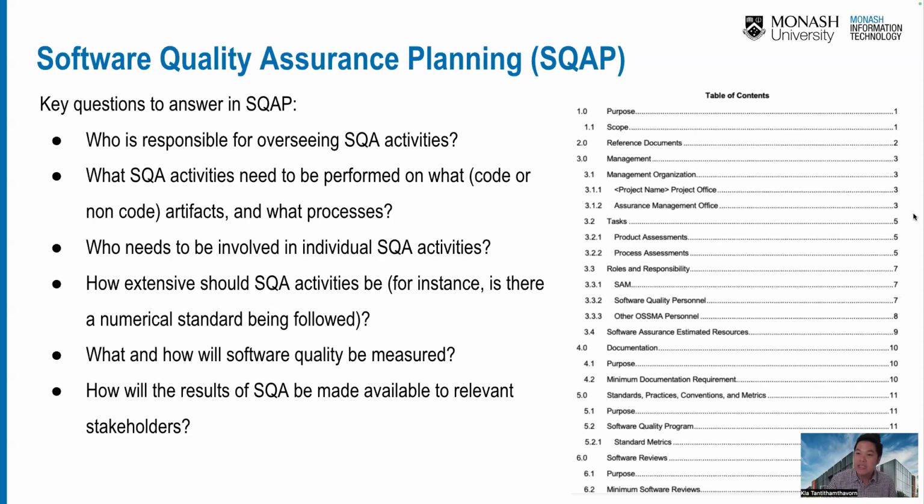Okay. Look at the table of contents here, you know, in general, what is the purpose of the SQA? What is the scope? How do we manage the quality of products? What are the tasks that need to be done? What are the roles and responsibilities for each person in the team, you know? What is the minimum documentation requirement? What is the standard that we are going to use? Is it the ISO standard or the CMMI standard? You know, what is the standard metrics here? How do we measure? How do we conduct the code review? That kind of thing. This is planning.